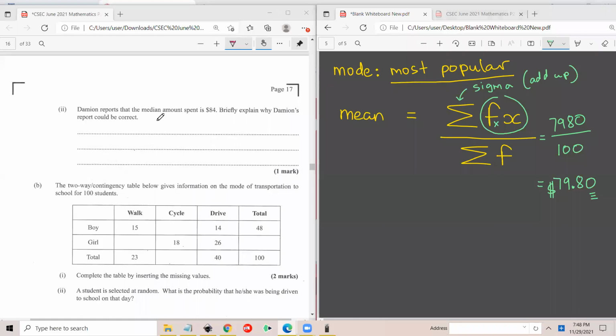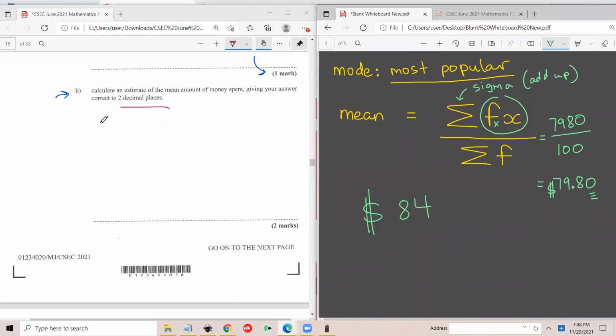Damien reports that the median amount spent. Now, median just means middle, right? A median is a type of average. So Damien reports that the median amount of money spent is $84. Explain why Damien's report could be correct. So we're dealing with $84.